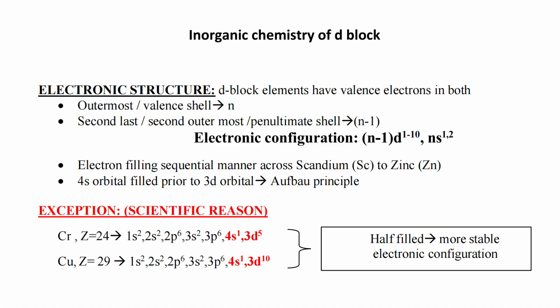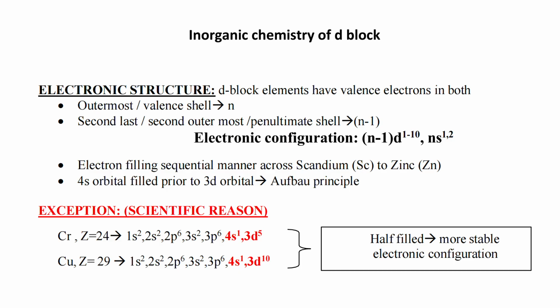The filling of electrons takes place in a sequential manner, from scandium to zinc. These are the elements that you have in the d block. We know the Aufbau principle. What does it state? For the d block elements, the orbitals are filled in the order of increasing energy level, which means that the 4s orbital will be filled prior to the 3d orbital.